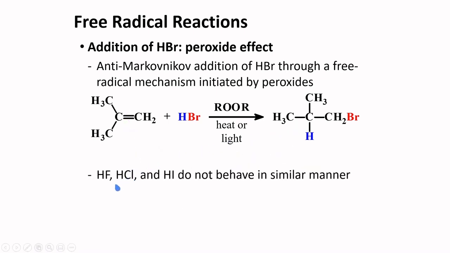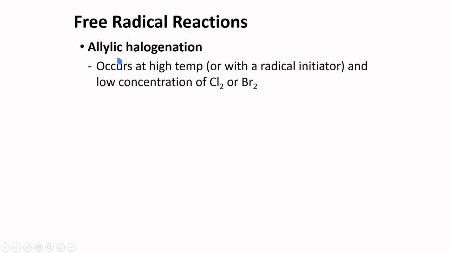Take note that hydrogen fluoride, hydrogen chloride, and hydrogen iodide do not behave in similar manner. Free radical reactions also occur in allylic halogenation. This reaction happens at high temperature or with a radical initiator and at low concentration of chlorine or bromine.